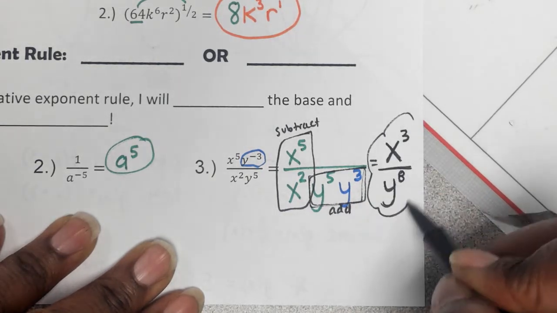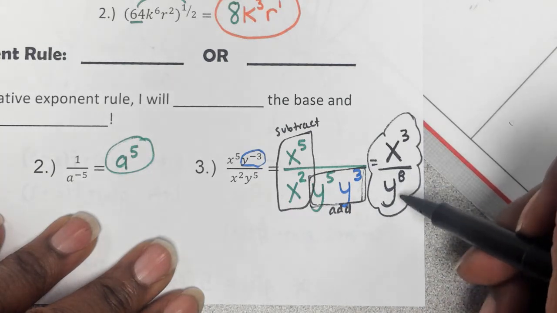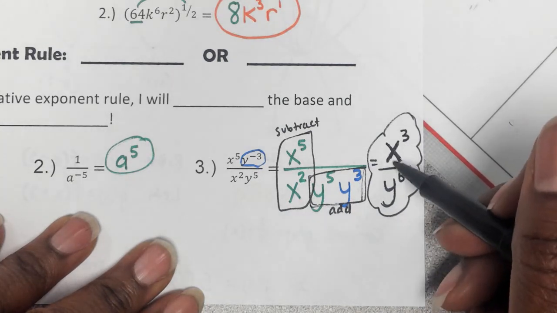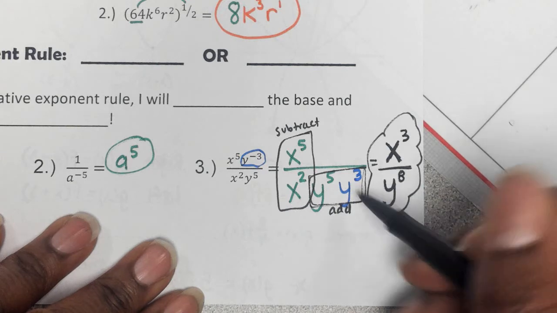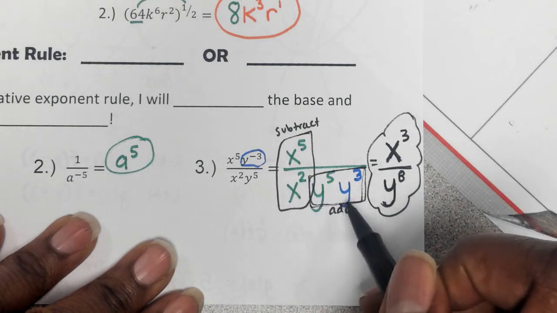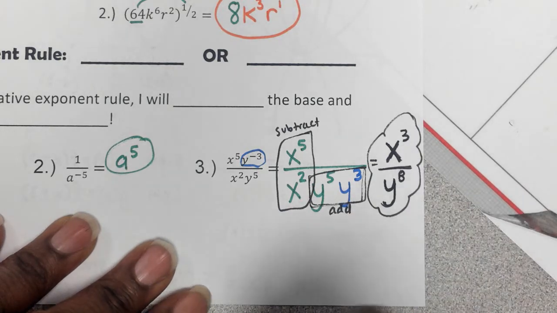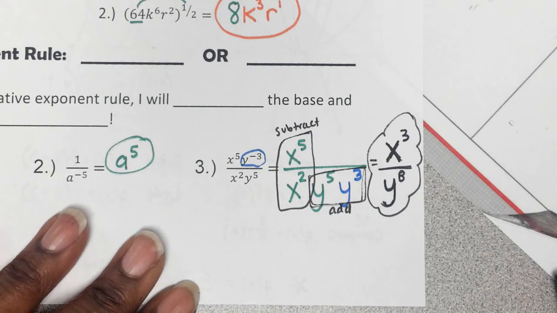And this is my final answer. I cannot do anything extra to this because this has a base of x and this has a base of y. Remember, same base, you can do something. Same base, you can do something. Different bases, you stop. All right.